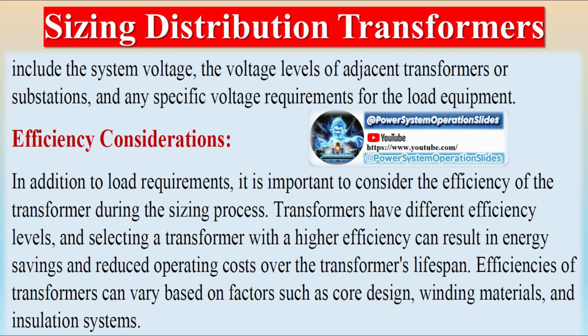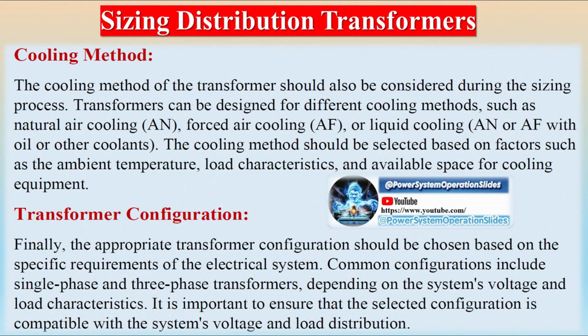The windings of a distribution transformer are responsible for transferring electrical energy between the primary and secondary circuits. They are typically made of copper or aluminum conductors and can be either cylindrical or disc-type in shape. The windings are insulated to ensure electrical isolation and protect against short circuits.